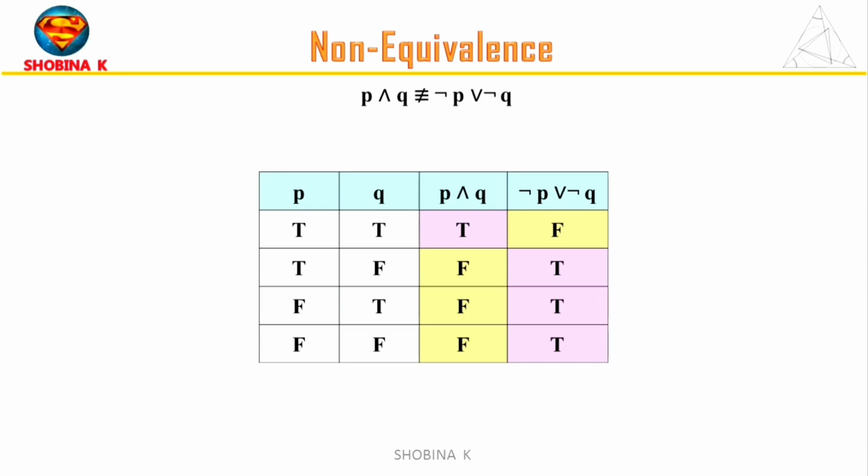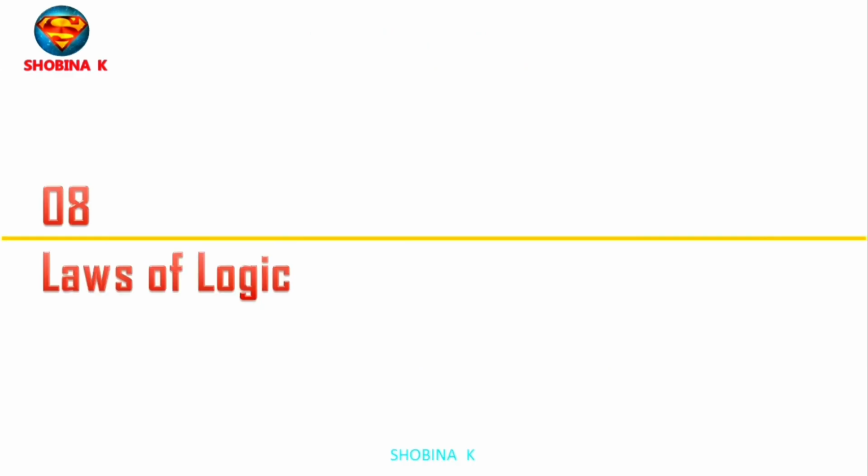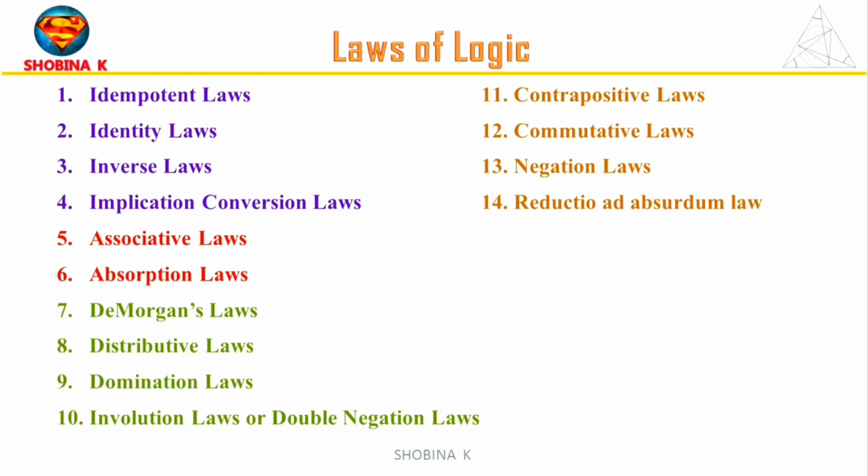Therefore, P and Q and not P or not Q are not equivalent. Now let's move on and understand a set of fundamental rules and principles that govern the manipulation and simplification of logical propositions. These laws provide a systematic framework for working with logical statements, helping to analyze, simplify, and reason about them.